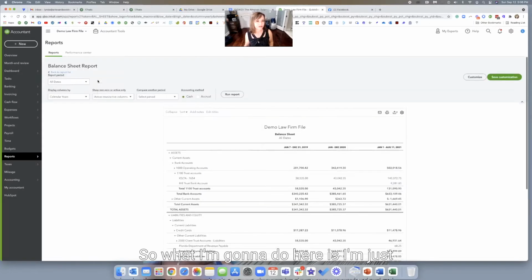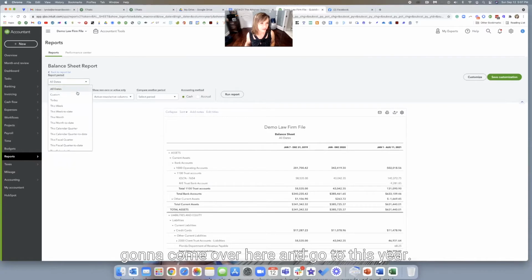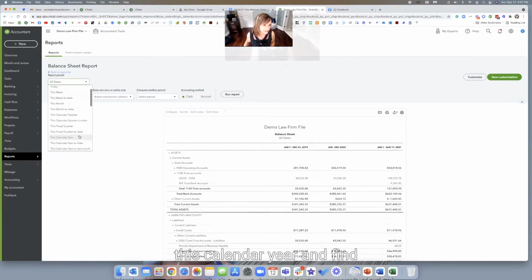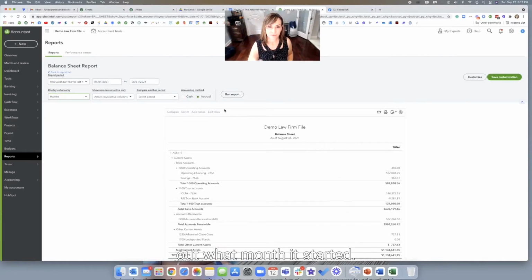So what I'm going to do here is I'm just going to come over here and go to this year. So this fiscal year, this calendar year, and find out what month it started. I'm going to go right to this calendar year till the end of last month, because that's where it's been reconciled to. And I'm going to do it by months. So it would total only, and I'm going to change it to months. I'm just going to hit cash and run the report.